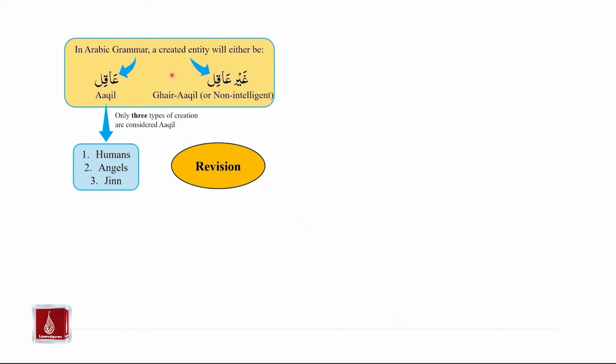We will use this opportunity to revise aqil versus ghair aqil in Arabic grammar. In Arabic grammar, a created entity will either be aqil or intelligent, or it will be ghair aqil or non-intelligent. Aqil creations will only include humans, angels, and jinn. The rest of the creations will be ghair aqil.